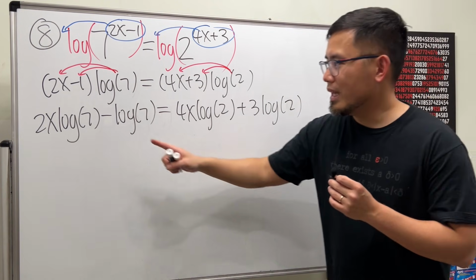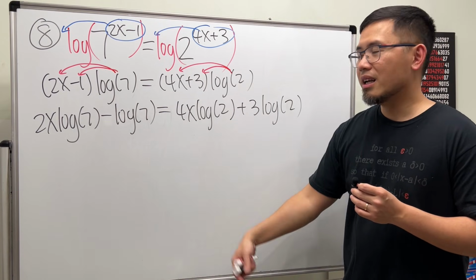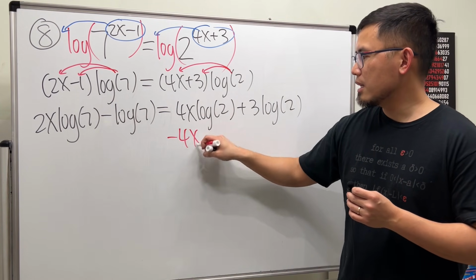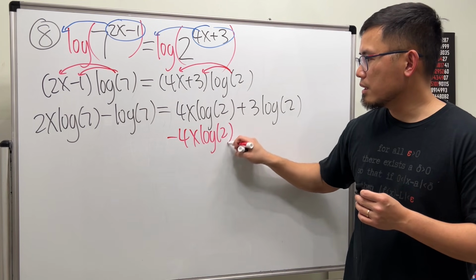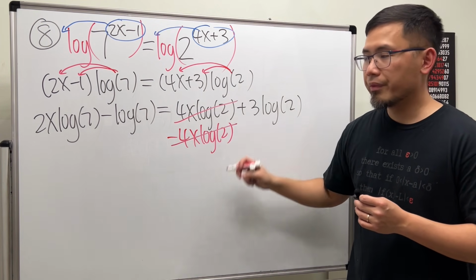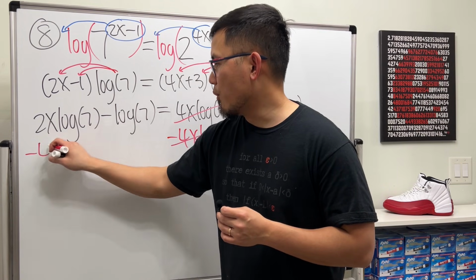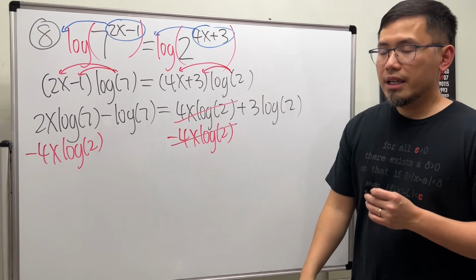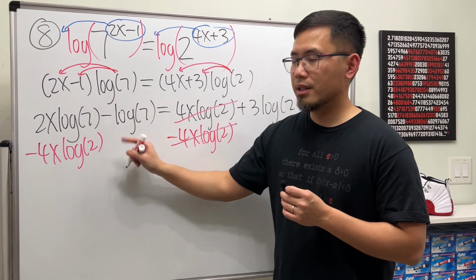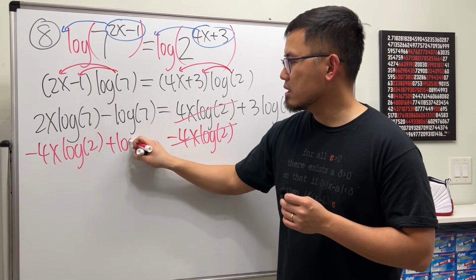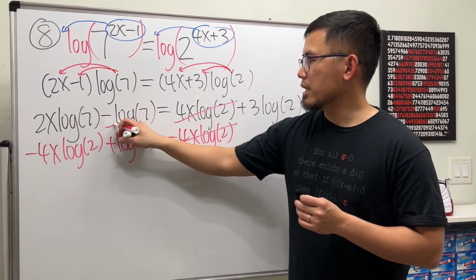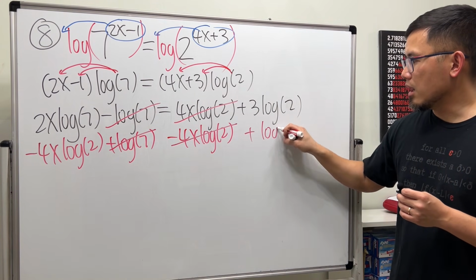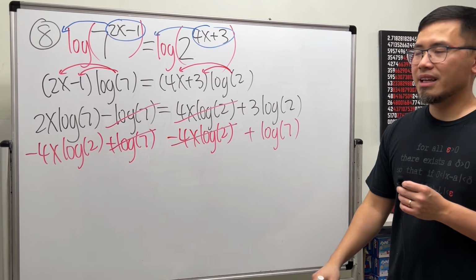Alright, now you see we have the x right here and the x right here. So let's move this to the other side by subtracting 4x log of 2 so that this and that can cancel, and then do the same thing here: minus 4x log of 2. In the meantime, let's get rid of this by adding log of 7 so that this and that will cancel, and then do the same thing right here, plus log of 7.